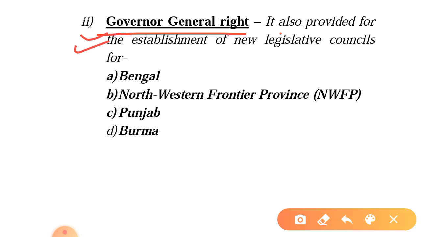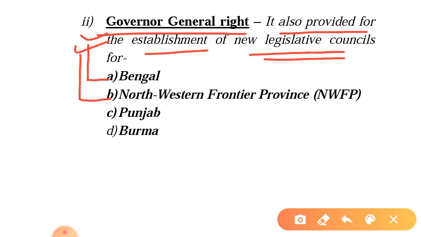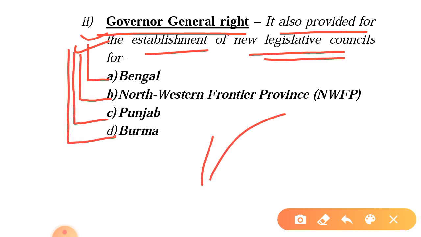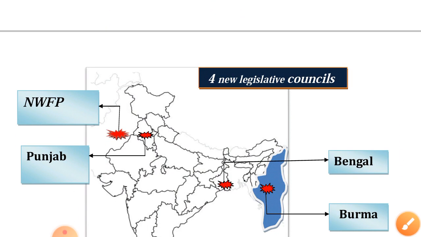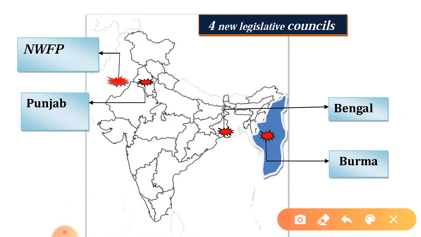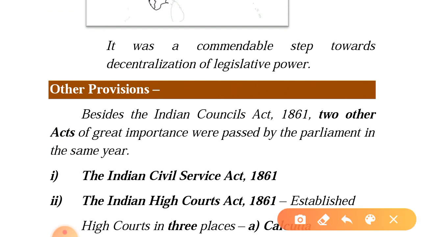Next point, Governor General right related to provinces. It also provided for the establishment of new legislative councils for Bengal, Northwest Frontier Province, Punjab, Burma. You can see these councils on the map. First, Bengal, second, Burma, third, Punjab, fourth, Northwest Frontier Province. It was a commendable step towards decentralization of legislative power.